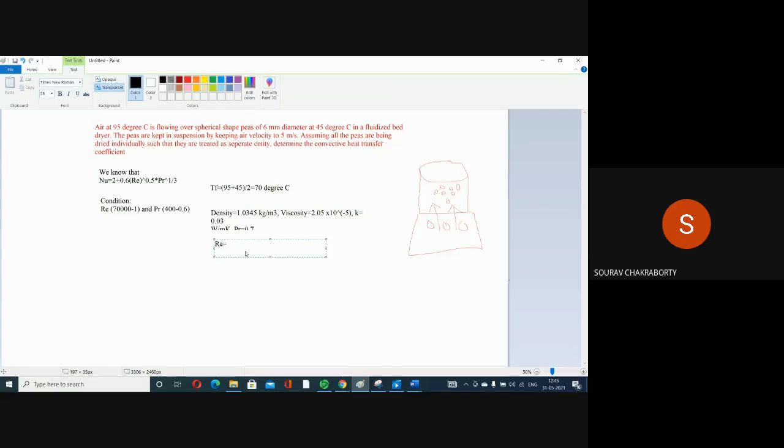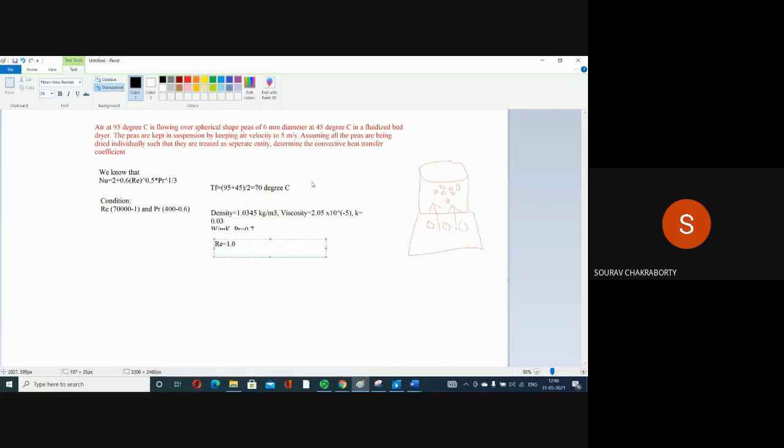So we know the Reynolds number is rho V D by mu. Rho value is here, that is density. Mu is here. Okay, and the diameter is given as 6 mm. You convert it to meter. And velocity is given. So in the rho V D by mu expression, you put all the values, and we can get the answer.